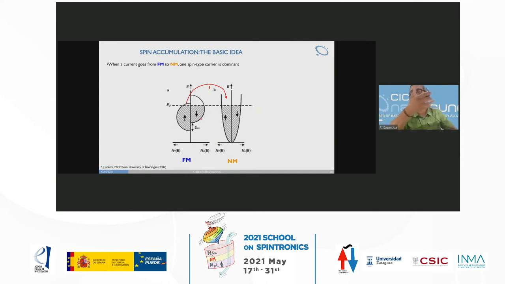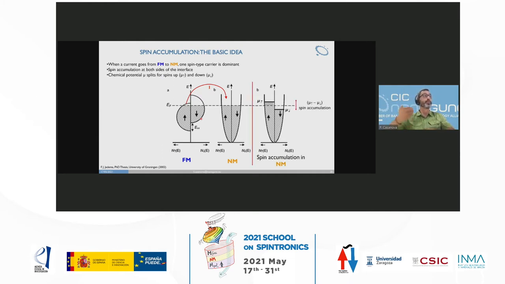To simplify, I say up or down, but this will depend on how you magnetize. So what will happen is that you will accumulate more spins of this type than on the other. So there will be a spin accumulation, and the chemical potential for spins up and down will be split. This difference in the chemical potential between spins up and spins down is what I will call spin accumulation. Okay, this is a non-equilibrium situation.